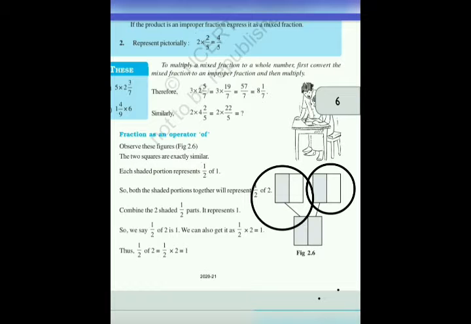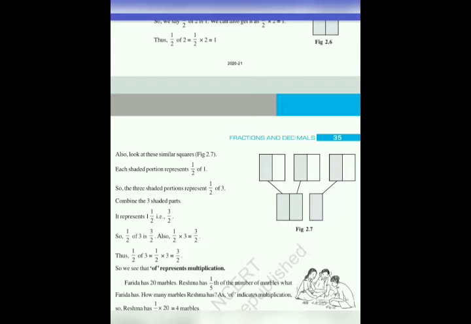Thus 1 by 2 of 2 is equal to 1 by 2 multiplied by 2. Now we cut 2 from numerator and denominator, so our answer becomes 1. In our next example, each shaded portion represents 1 by 2 of 1. We can see a 1 by 2 portion, a 1 by 2 portion and a 1 by 2 portion. Now we take all 3 portions together, so the 3 shaded portions represent 1 by 2 of 3.